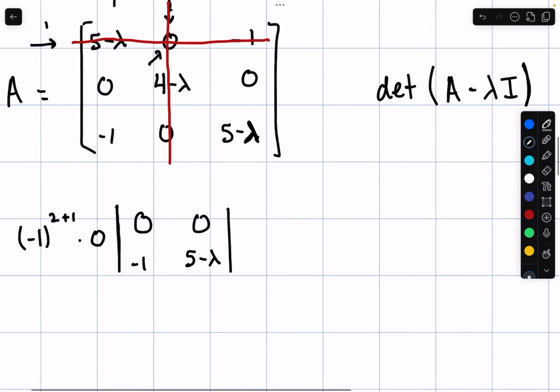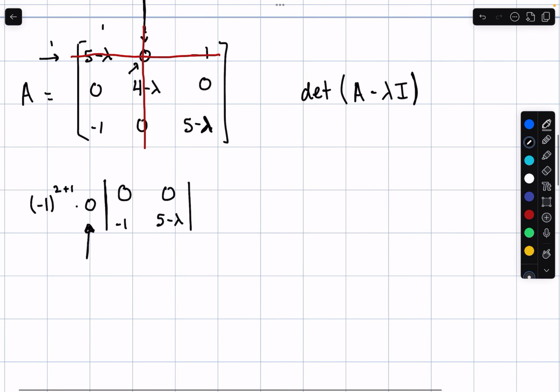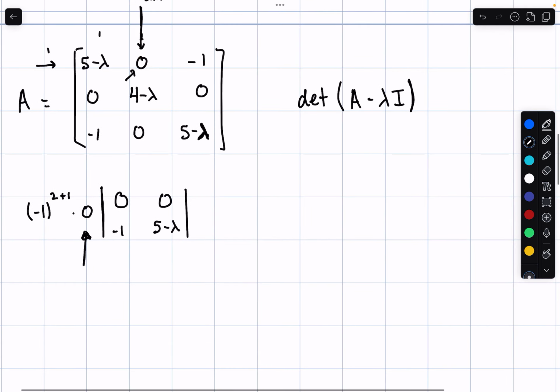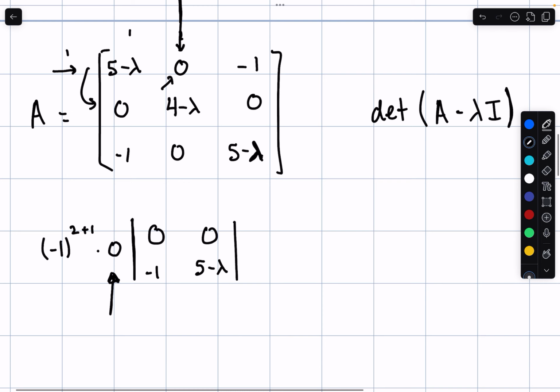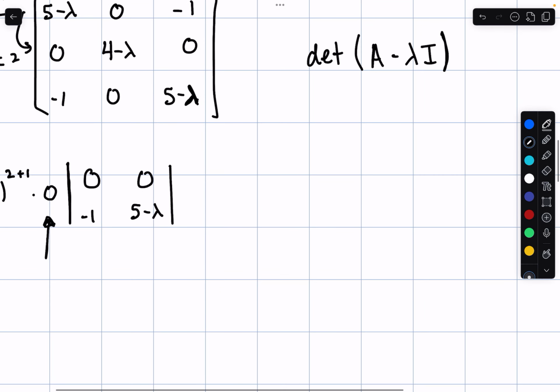Now this is really helpful because we can speed up all our calculations. Because we're multiplying by 0, we already know this is immediately 0. So we can ignore this when we get to our next step. The next step in cofactor expansion is to go to this next row here. So we're looking at this value, 4 minus lambda. So this is the second row and the second column.